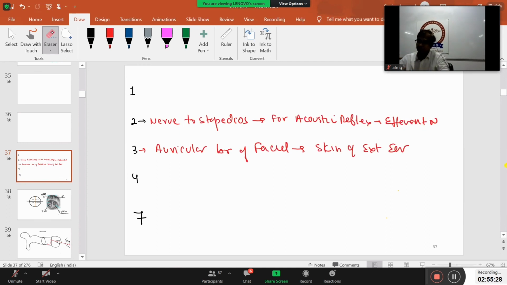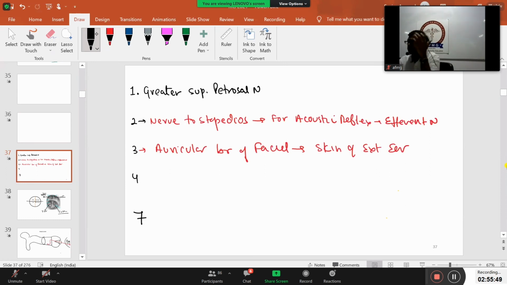So let us talk about the first branch of the facial nerve. The first branch of the facial nerve is called greater superficial petrosal nerve. Greater superficial petrosal nerve, or if you call it greater petrosal nerve, it is okay. If you don't use the word superficial, it is still okay.